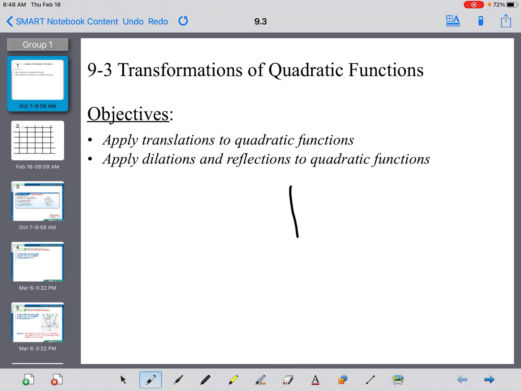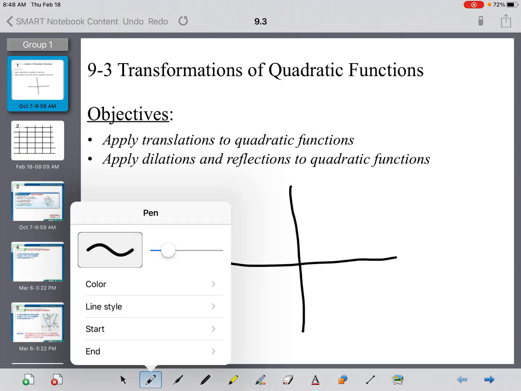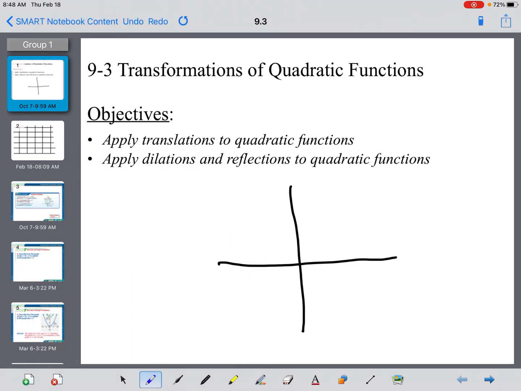Let me begin by just doing a little drawing here of a little graph. And we've talked about how when you graph a quadratic, it's a parabola. It has an axis of symmetry. It has a vertex. And you have these kind of mirrored points because if you fold it on the axis of symmetry, each side would lay upon the other.